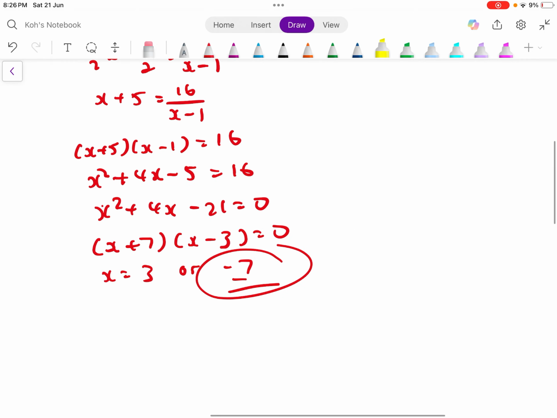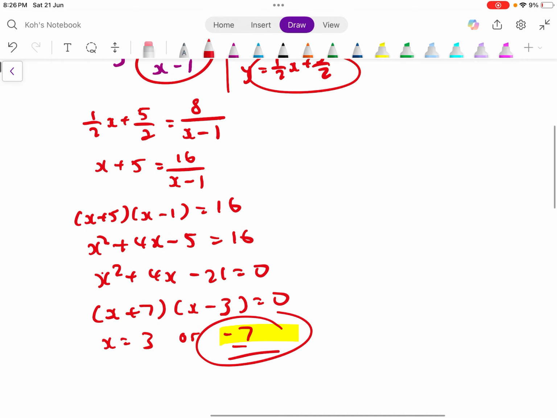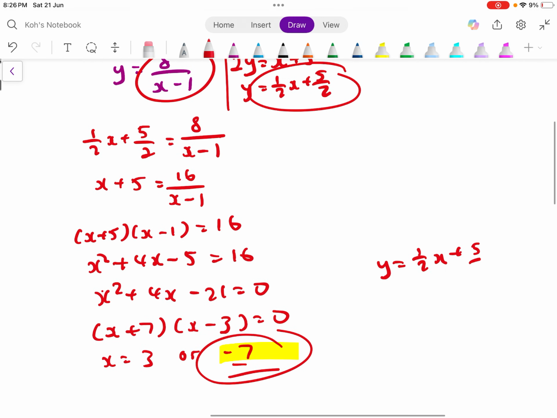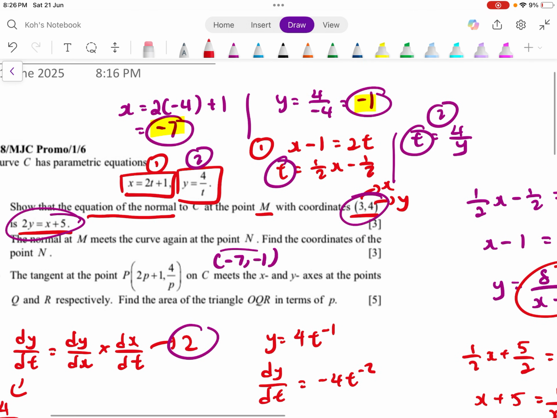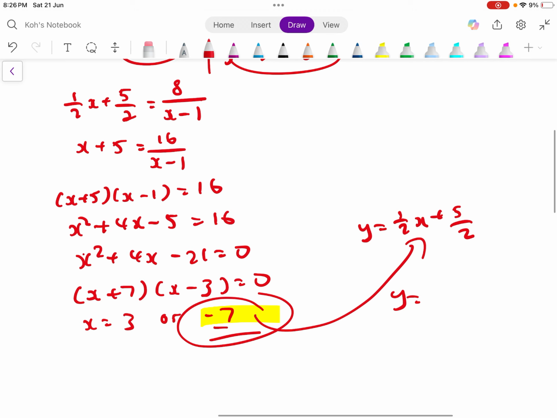So you can see that the x coordinate is negative 7, then you sub inside the equation of the tangent, y equal to half x plus 5 over 2. So y should be equal to minus 1. Yep. So these are the two different ways.